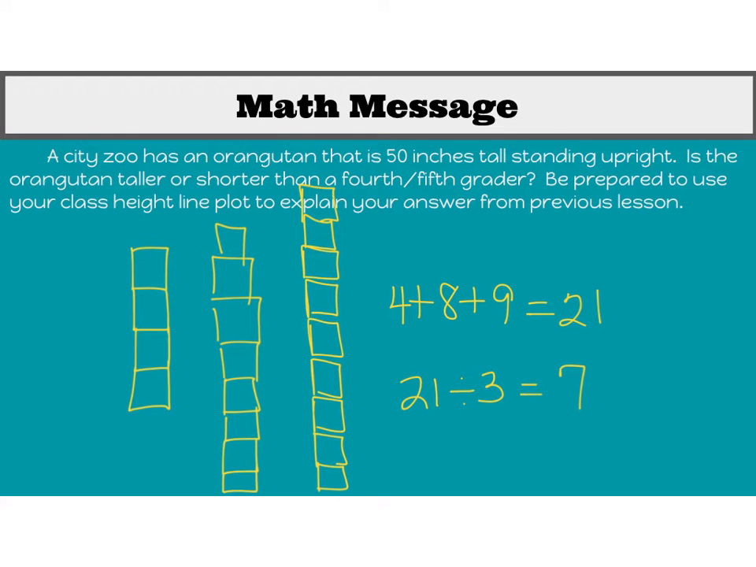So basically we're taking those numbers, we're adding them together, and then we're dividing by the number of objects or towers or whatever it is.